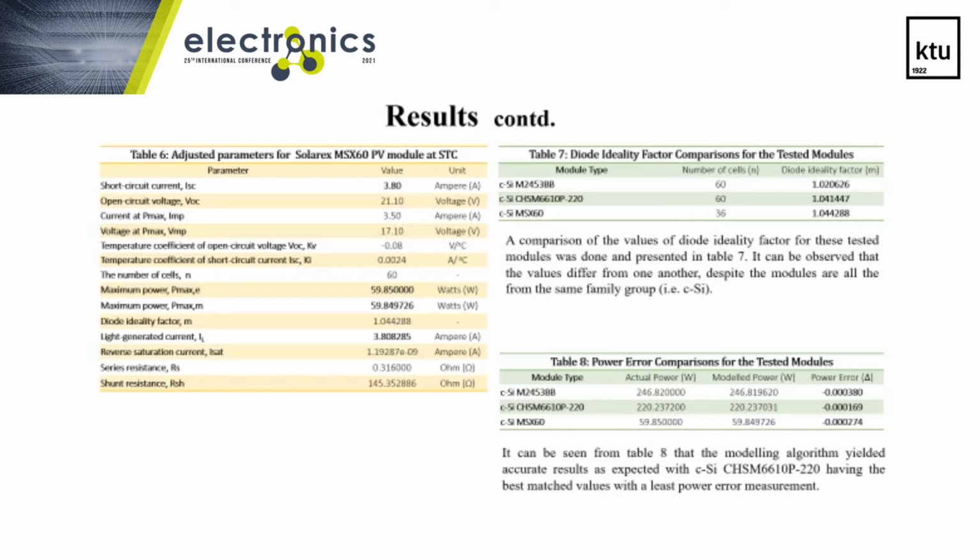It can be seen from table 7 that the diode ideality factor was compared for the 3 tested models. The comparison shows that the values differ from one another, despite the models all being from the same family group, which clearly shows an improvement over the previous researchers, who assumed the value of the diode ideality factor to be exactly the same. It can also be seen from table 8 that the modeling algorithm yielded accurate results as expected, with the crystalline silicon CHSM P220 having the best match values with the least power error measurements.